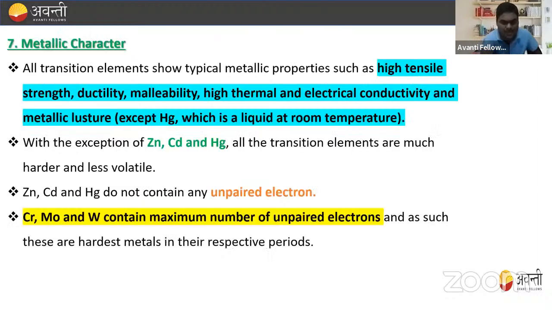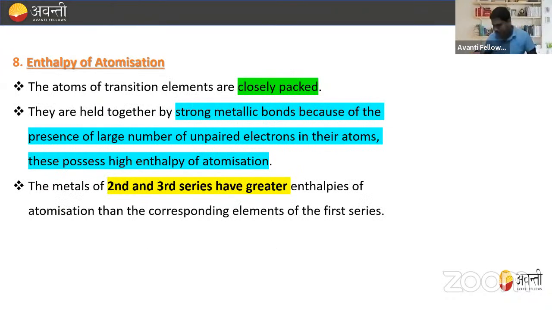So these all are the points related to the metallic character. So I hope this is clear to you all. Anyone having any kind of doubt, you can ask.